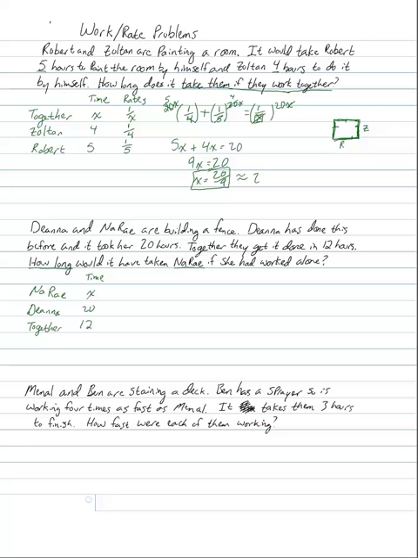So again, I can't compare the time, but I can compare the rate. So let's see, the rate of Ray should be 1 over X. Rate of Deanna should be 1 over 20. Rate together should be 1 over 12. Operation is already there because they're working together. So I'm going to say Ray 1 over X plus Deanna 1 over 20 should give me that 1 over 12. Find a common denominator.